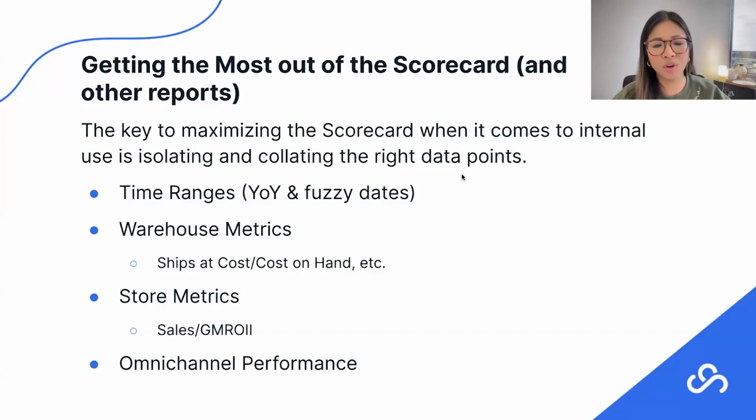With DSS, it's very common to say, we're just going to pull it for all items for all time frames. I would say try to be a little more focused with Luminate. That tends to bring slightly more accurate data and just more usable data. So look at your time ranges, your warehouse metrics, your store metrics, your omni-channel performance, and so on.